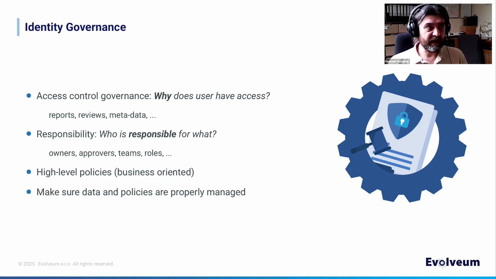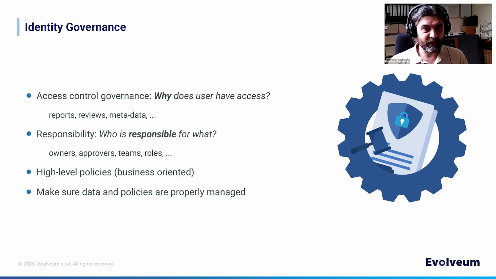Let's talk a bit about identity governance. Most of you are probably used to identity management, which is a science and an art of controlling access and controlling the identities, the identity attributes, and synchronization of data across systems and so on. On the other hand, identity governance is more about high-level policies, about business-oriented policies. Whereas identity management asks the question, who has access to what? Identity governance is more concerned with the question, why do users have access to this place or that place.